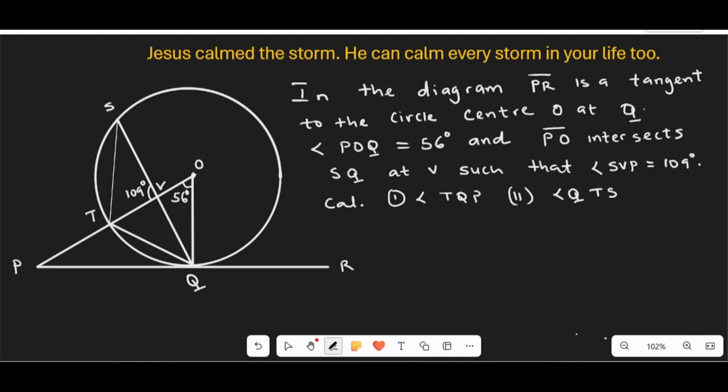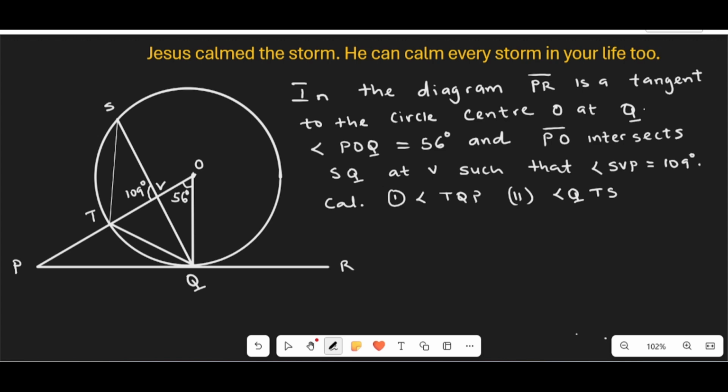Hello everyone. In this question, we were given a circle with center O. PR is a tangent at Q, and PO intersects SQ at V.